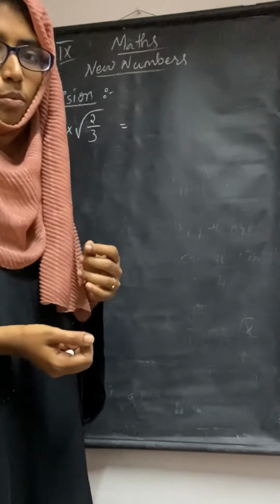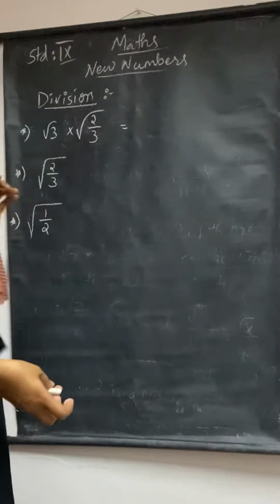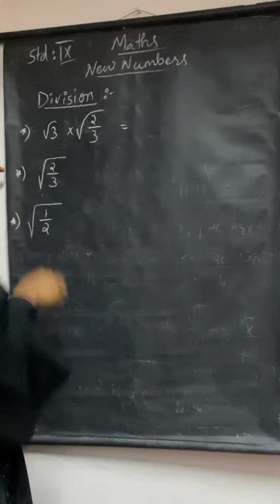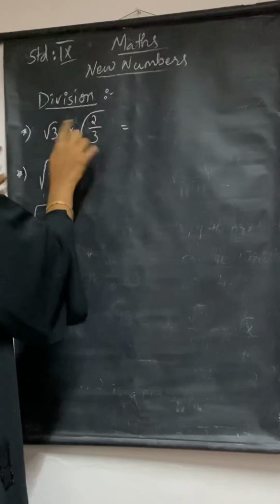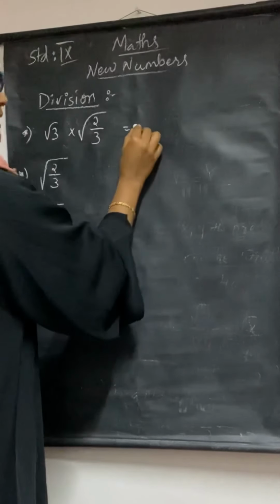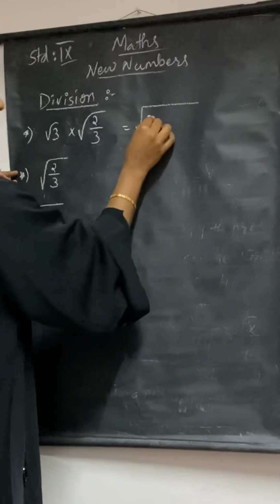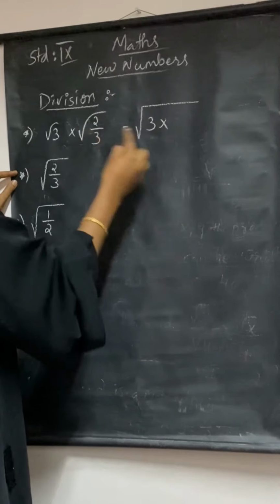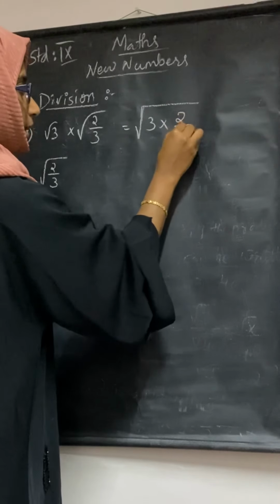Now we'll see some problems. They are just small examples of how we can multiply or divide. One question is given: square root of 3 into square root of 2 by 3. This is a whole square root, okay. Here all are square root numbers, so I can put them together under one square root. The square root of 3 I can write in, and this is also square root 2 by square root 3, so I can write it inside the big square root of 2 by 3.